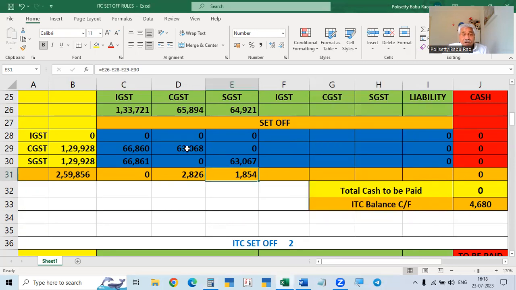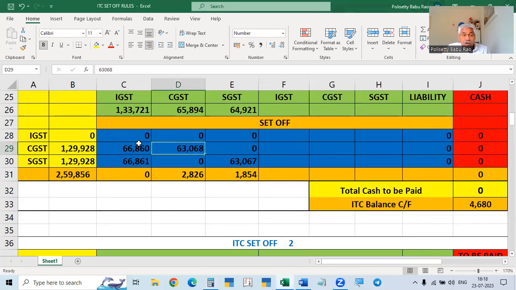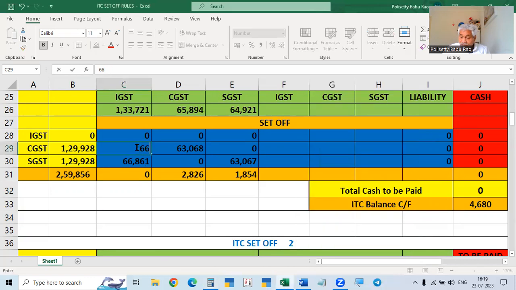See here, you claim more in this one, CGST, it will reduce. You claim less, it will increase, isn't it? So for that, in this case, it is to be claimed 486 more. If you claim, the balance will go down. To claim this more, you have to reduce this. Okay, 66,860 minus 486 means 66,374. So I claim 66,374.